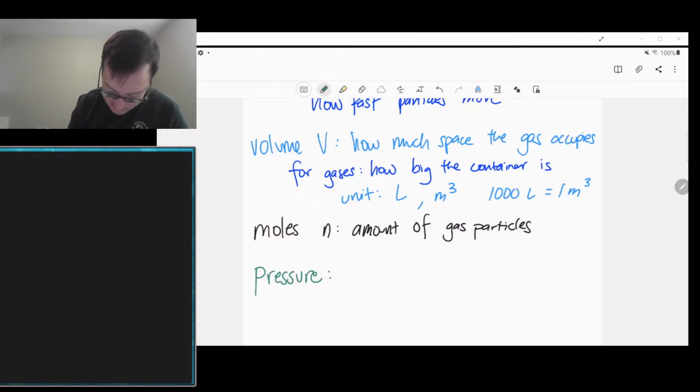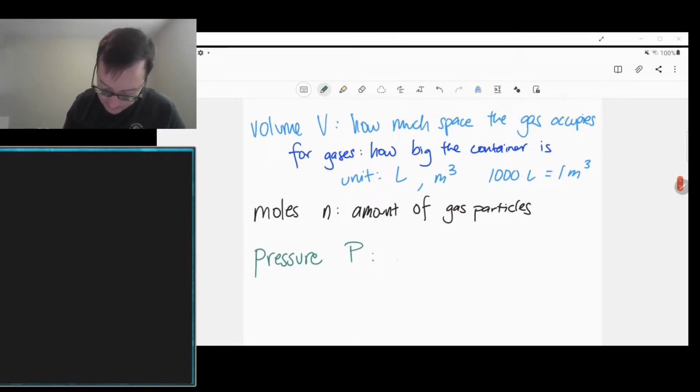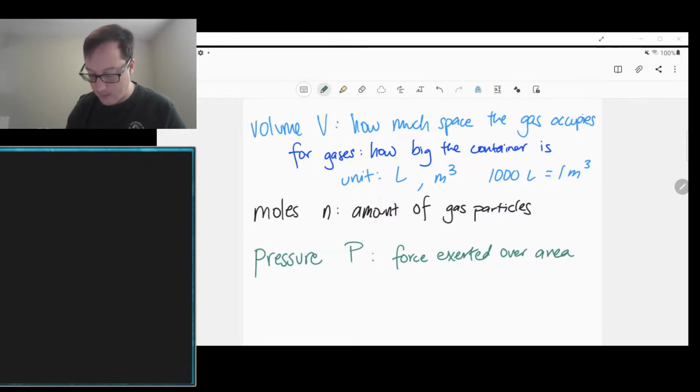The new one is pressure, capital P, which will be our new one for us. This is our new quantity, so it's one that we're maybe not as familiar with as the other three. Pressure is a force exerted over an area, and that's more of a physics definition.